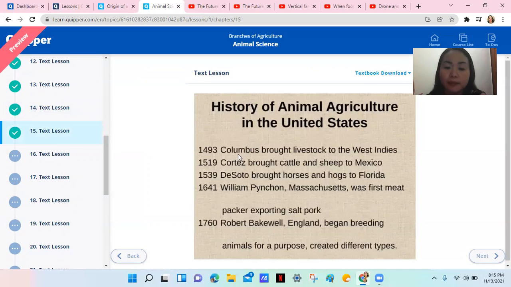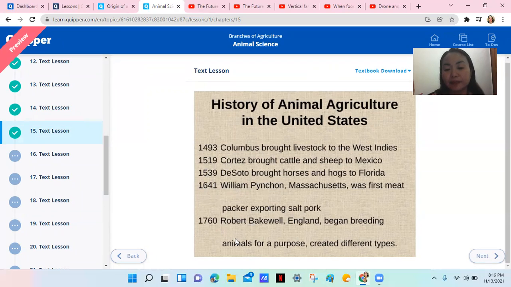So, in the US, the history of animal agriculture started when Columbus brought livestock to the West Indies in 1493, and then cattle and sheep to Mexico by Cortes in 1519, and in 1539 horses and hogs to Florida. In 1641, in Massachusetts was the first meat packer exporting salt pork. In 1760, in England, they began breeding animals for the purpose of creating different types.